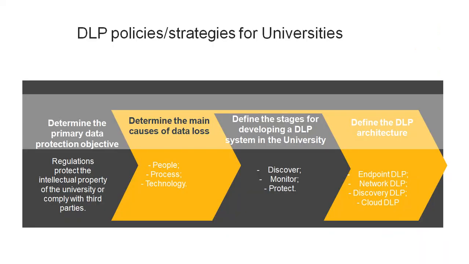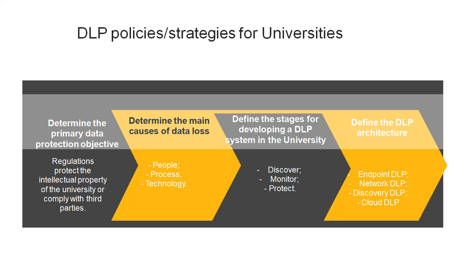When we speak about building DLP policies and strategies for universities, in the paper we have determined some main stages, and the first one is to determine the primary data protection objectives. Why the university needs to protect the data and the information, what will be the added value of such a policy. Then, to determine the main causes for data loss, we have classified the main reasons about causes of data loss into 3 categories: people, processes, and technology.